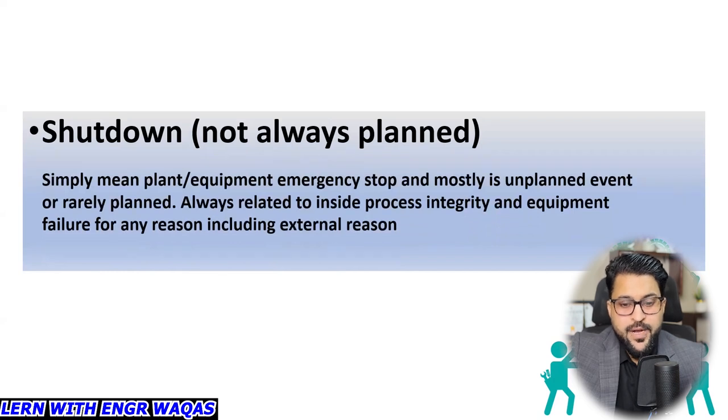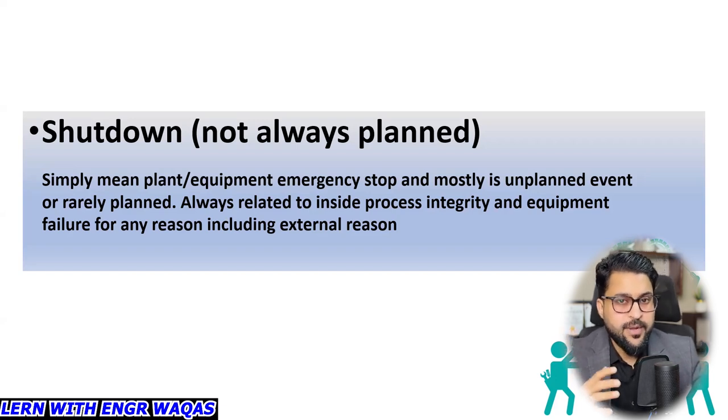It simply means a plant or equipment emergency stop, mostly an unplanned event, rarely planned, always related to process integrity and equipment failure for any reason, including external reasons. You have to understand that your plant is running, something happens over there, and you need to stop your plant. It can be all of a sudden, it can be planned as well. You need to conduct that series of maintenance activities, so you stop your plant and make repairs and maintenance to get your plant back, off stream and then on stream as well, right? You understand? So shutdown means like that.